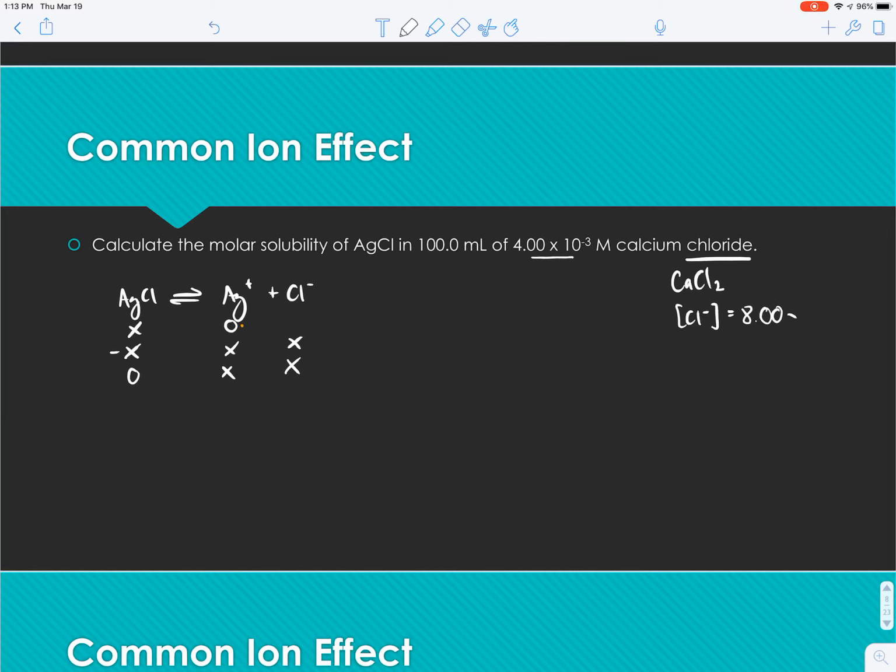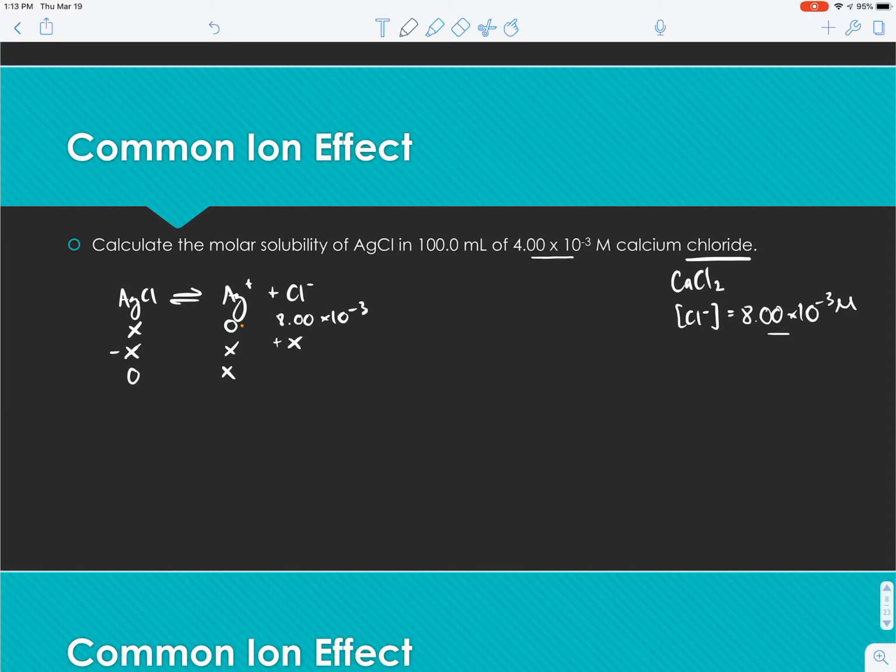And I hope you understand why that is. So this is the value that we're plugging in for the initial concentration here. Okay, and then we're going to dissolve. In this case, X is going to represent a different value because less will dissolve when chloride is already present. But the molar solubility will be the answer for this problem, just like it was in the previous problem. Okay, so the difference here is that we're not going to have X chloride in water at the end.